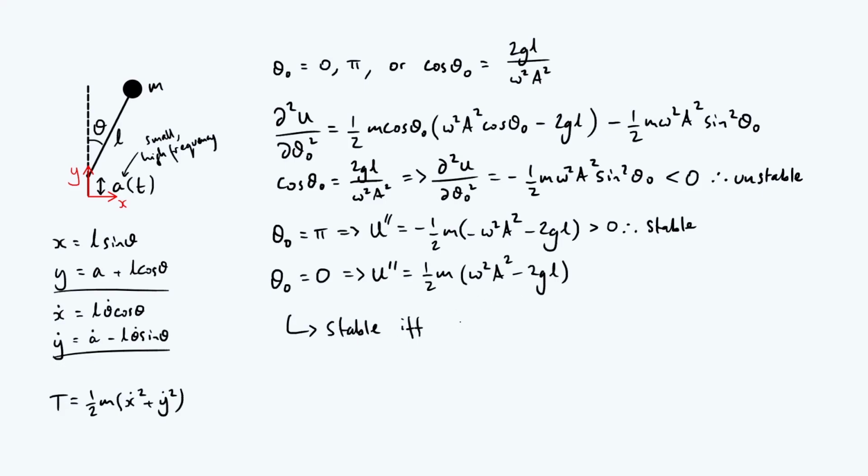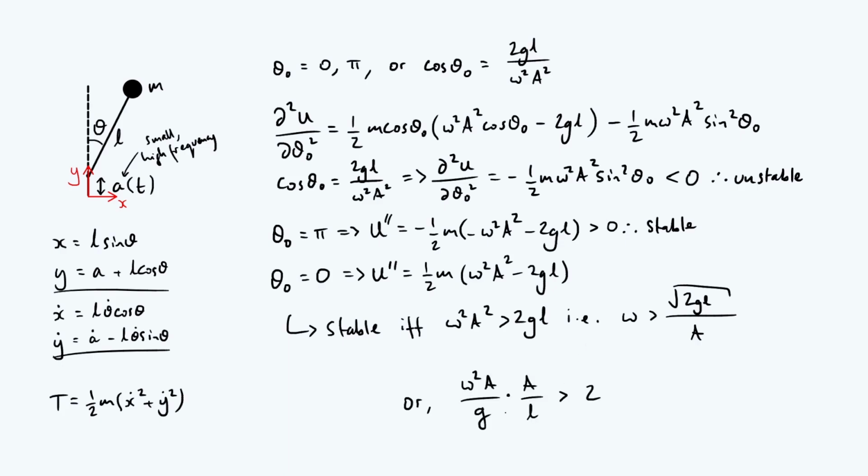So it's stable if and only if omega squared a squared is bigger than 2gl, or if we rearrange for omega, that's like saying omega has to be bigger than this critical value, the square root of 2gl over the amplitude of the oscillations a. So you always have this equilibrium position at the very top, but it only becomes stable once you drive the pivot of the pendulum up and down at a frequency greater than this critical frequency that we've just derived.